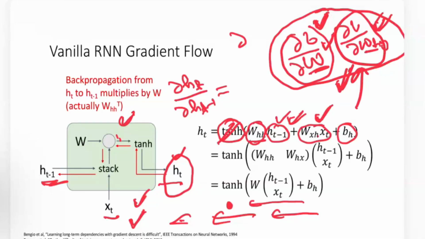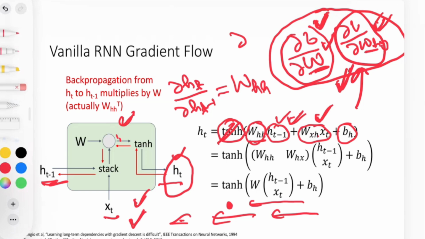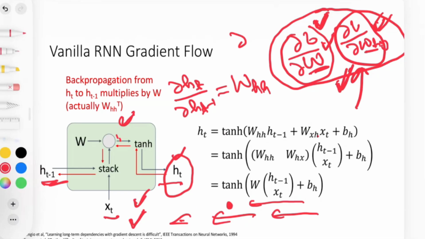So your gradient will be what? W_HH. I'm just ignoring the tanh part, but there will be a role of the tanh part also. Okay, but let's see: even if you are not considering tanh, then what will happen? So you got W_HH, and this is from one state.